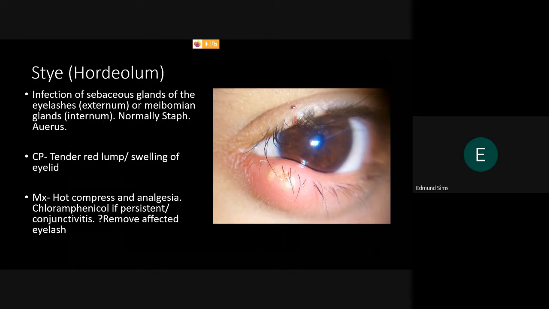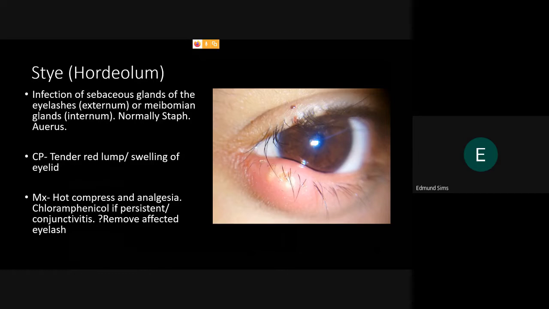And the management's quite simple. It's just a hot compress and analgesia. And then if it's persistent and not going away, or if there's conjunctivitis, then you might want to give some chloramphenicol, which is an antibiotic that you tend to give as an eye drop preparation, and you can remove the affected eyelash just to facilitate drainage. Any questions so far?